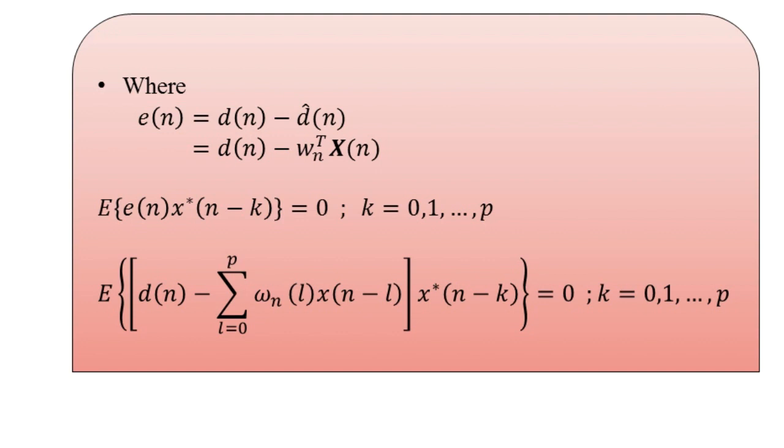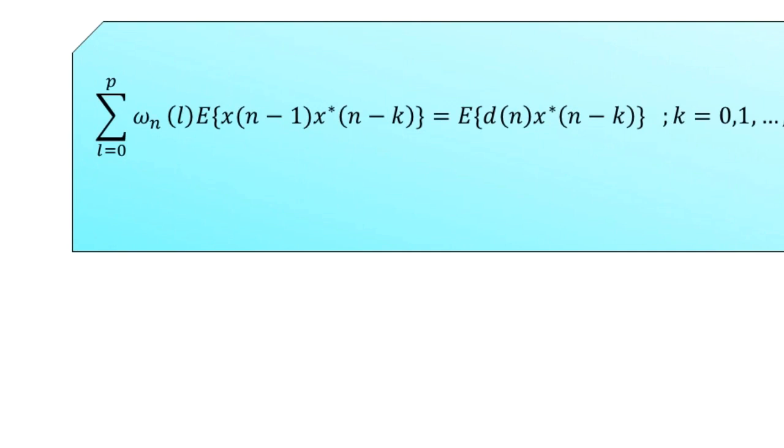So this value will be equal to 0 for k is equal to 0, 1, 2, 3 and so on up to small p. With a little bit of rearrangement of the terms, we get a new form of the expression, where we take the summation representation first. So the summation L is equal to 0 to small p of w suffix n of L into x of n minus L into the conjugate of x of n minus k is equal to capital E of d of n into the conjugate of x of n minus k, where again k is equal to 0, 1, 2 and so on up to small p.